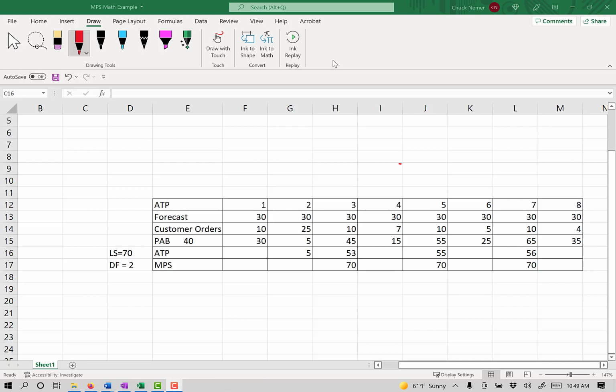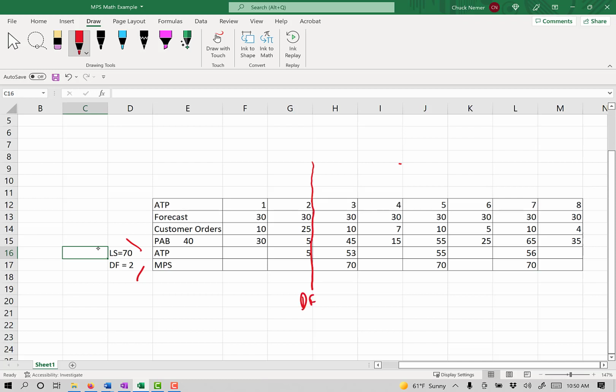In this video, we're going to look at the math of master production scheduling. We'll start by defining what you see on the screen, and then we'll take you through the math. So in the bottom left here, we see our production is in lot sizes of 70. We have a demand fence of 2 periods. So we're going to put a line right here as our demand fence.